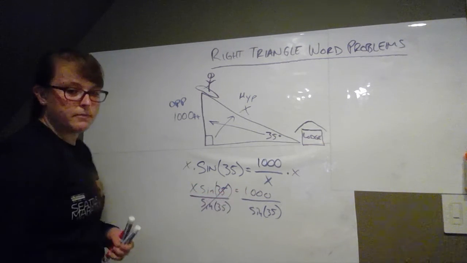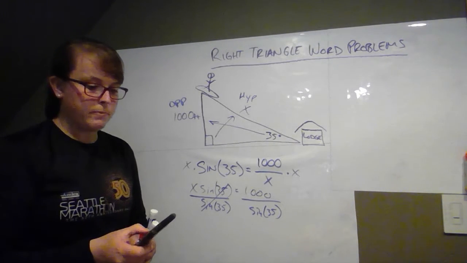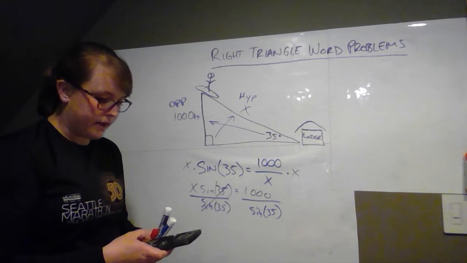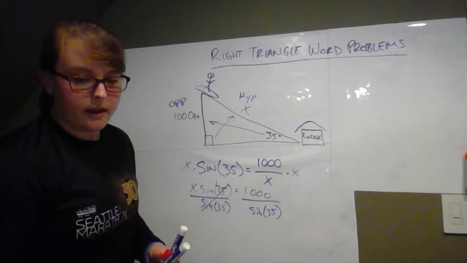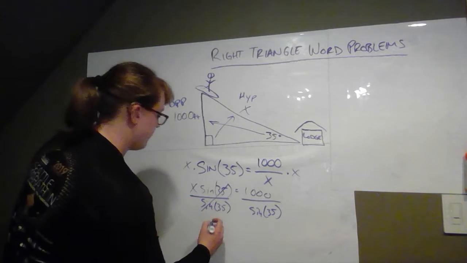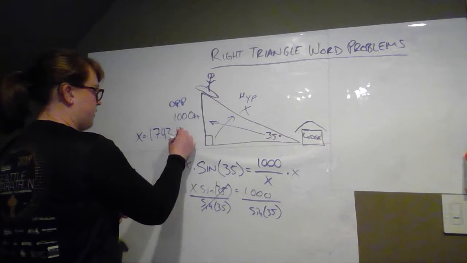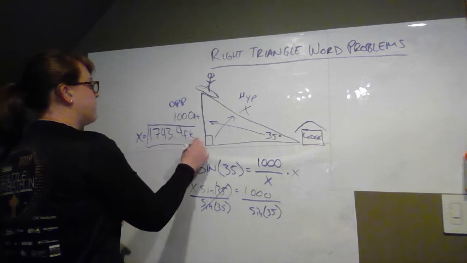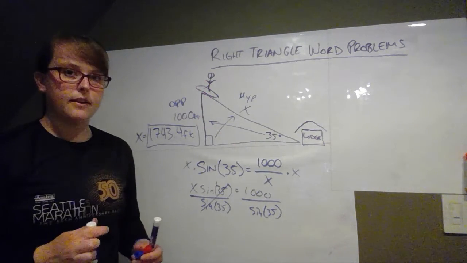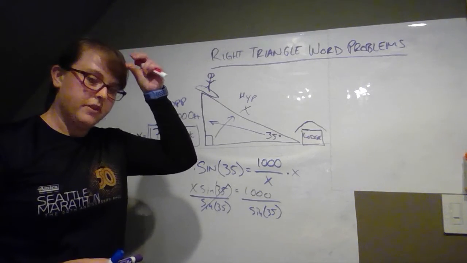I can type this into my calculator. First thing you want to do with your calculator, make sure it's in the correct mode. Make sure it's in degree mode. So then we go 1,000 divided by sine 35, enter. And we get 1,743.4. So that is how many feet he has to snowboard to get from the top of the mountain to the lodge. All right. So that's one kind of problem that you might see, solving for a missing side.